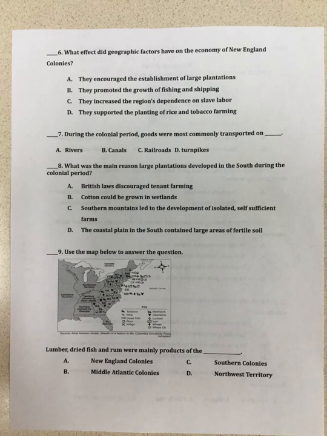Question number 7. During the colonial period, goods were most commonly transported on A, rivers, B, canals, C, railroads, or D, turnpikes?